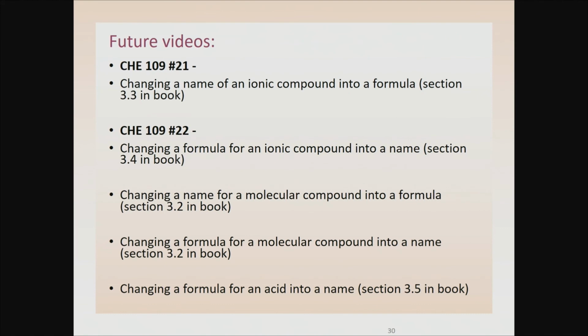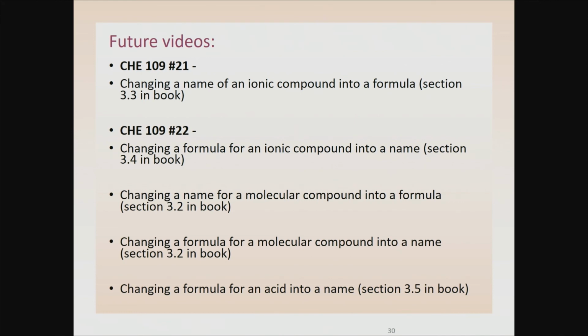Okay, so now what I want to do is talk a little bit about what you're going to be seeing in the future videos. In video number 21, you're going to be taking the name of an ionic compound and converting it to a formula, and that's in section 3.3 in your book. Then in video number 22, you're going to be doing a bunch of things. You're going to be taking an ionic compound and converting it into a name. This is mentioned in section 3.4 in your book.